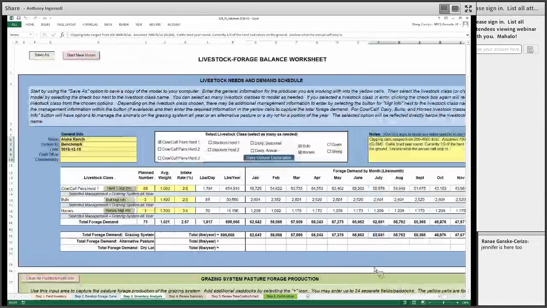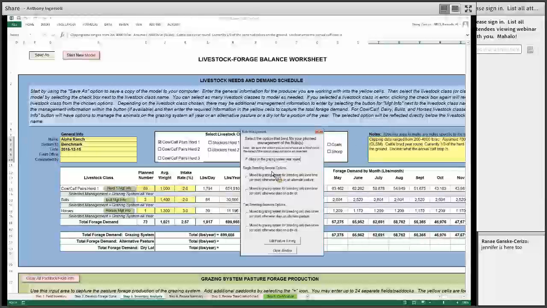Oh, I know what happened. We also changed the breeding, right? Client said that he was going to breed seasonally now. So we pull up the bull management info and we say that there's going to be a single breeding season and it's going to be moved to the grazing system for breeding only one time per year, and otherwise it's going to stay on an alternate pasture. That's pretty much exactly what we're going to do.